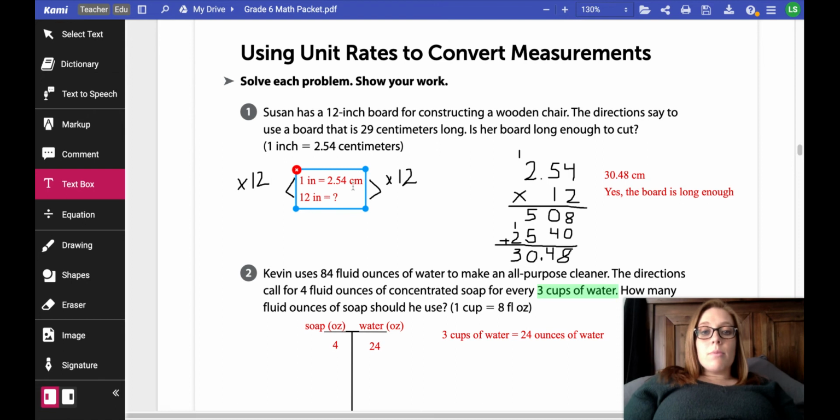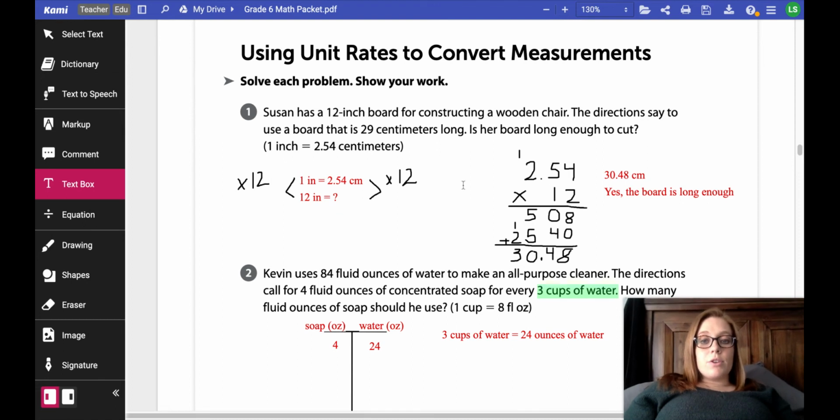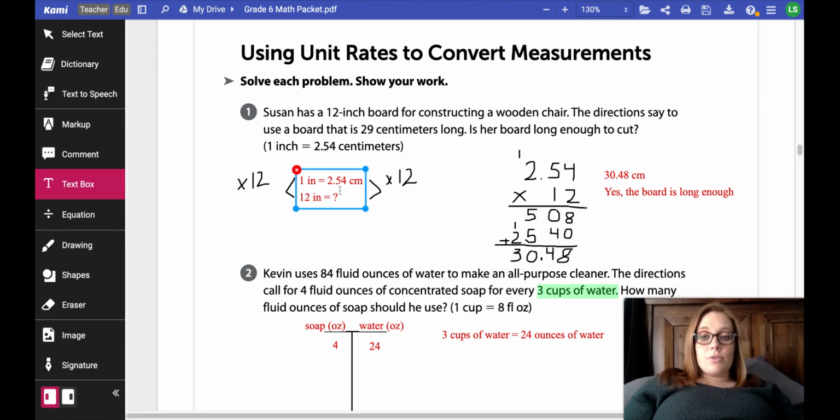So number one, we were seeing if a 12-inch board was long enough or equivalent to 29 centimeters. So I wanted to show the equivalent ratio of it. So if 1 inch equals 2.54 centimeters, we were trying to see how many centimeters are in 12 inches. So I'm showing multiplying by 12 on each side here.